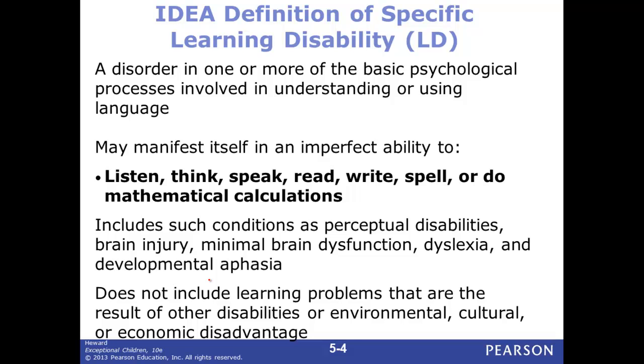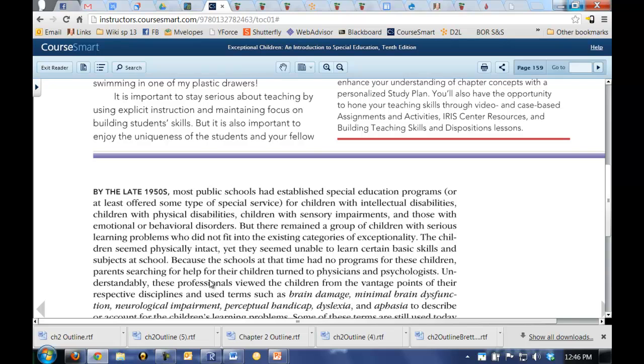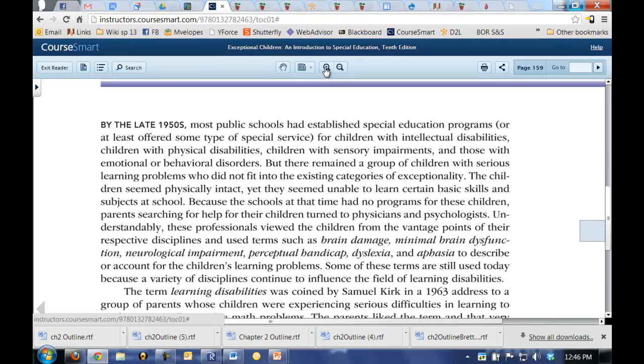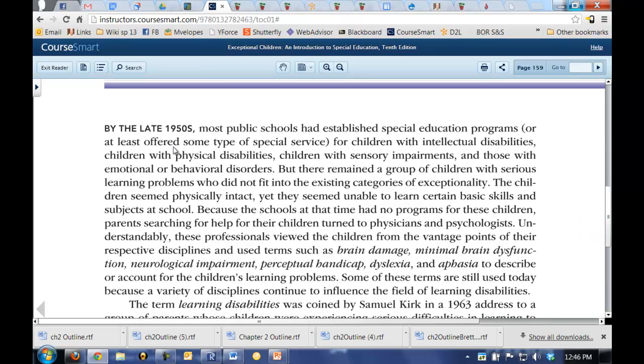First, the definition. Let me just take you to the textbook first. This is interesting because we did some study on other disabilities, but this one's a little different. It talks about 1950. If you remember, when was the birth of special ed? When was the federal law passed? If you said 1975, you're correct. But the initial special ed really was for these groups, kids with intellectual disabilities, or what we call mental retardation, behavior disorders, those kinds of things.